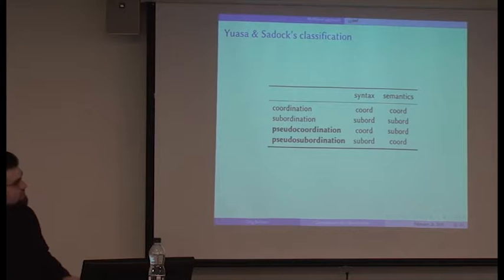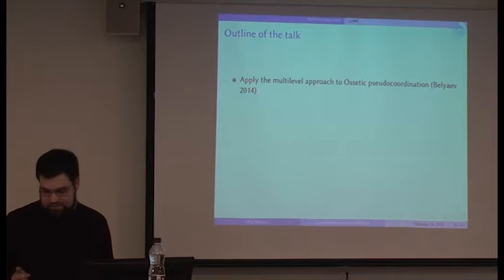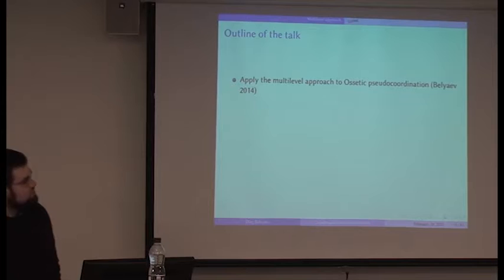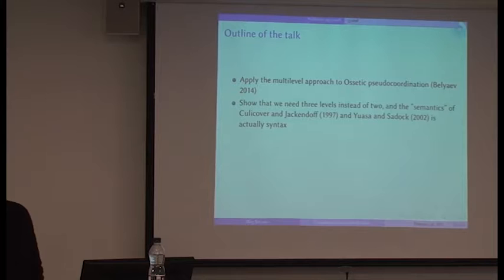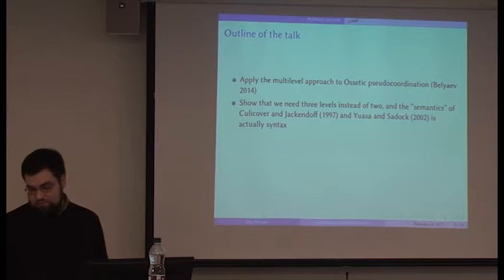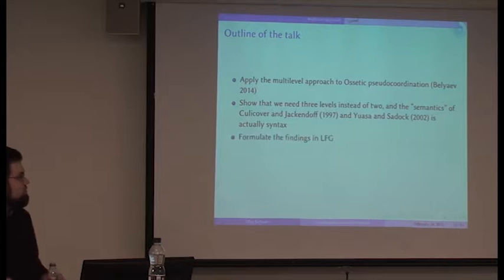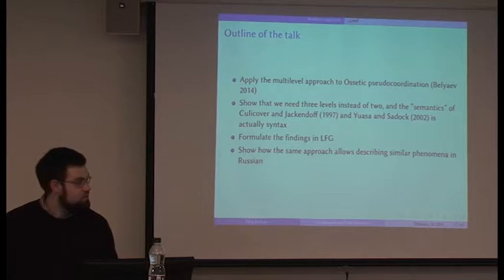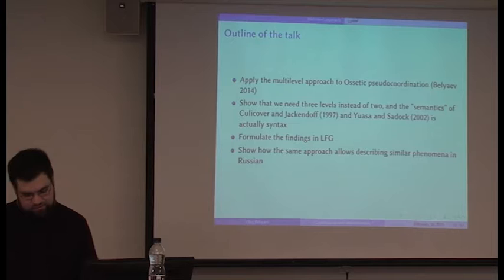Now what I will do here is first of all to attempt to apply the multilevel approach to Ossetic pseudo-coordination, which is a general repeating of my recent paper in the Journal of Linguistics, where I have this in more detail. Then I will demonstrate that we need three levels instead of two if we want to use the multilevel approach. And I will also demonstrate that what Culicover and Jackendoff and Yuasa and Sadock call semantics is actually a syntactic level of representation. And I will formulate the findings in LFG. And finally show how the same approach allows generalizing some similar facts in Russian.